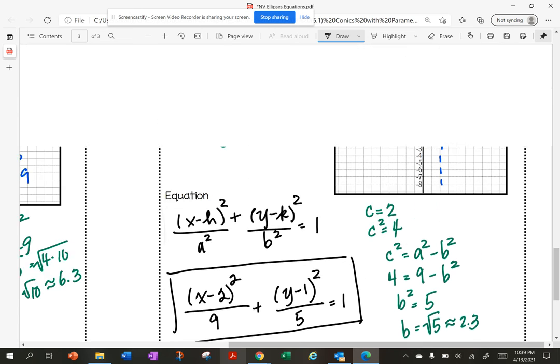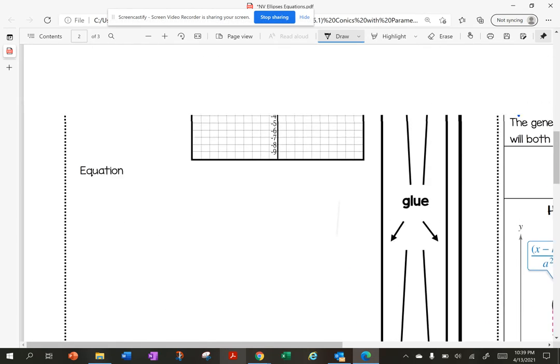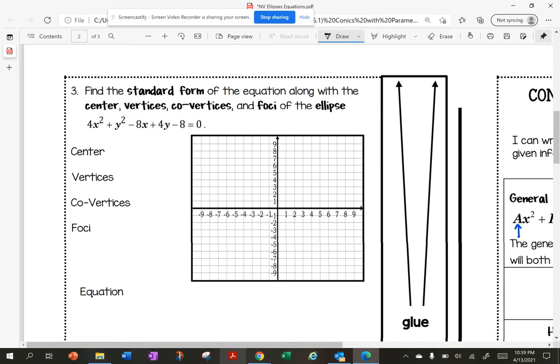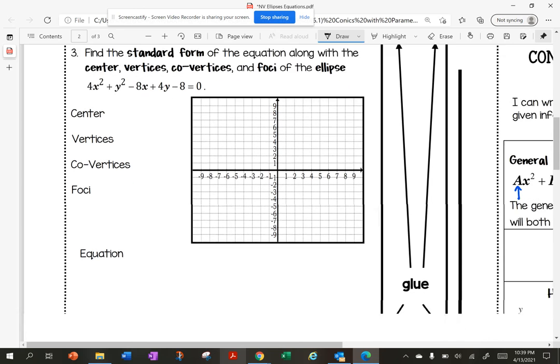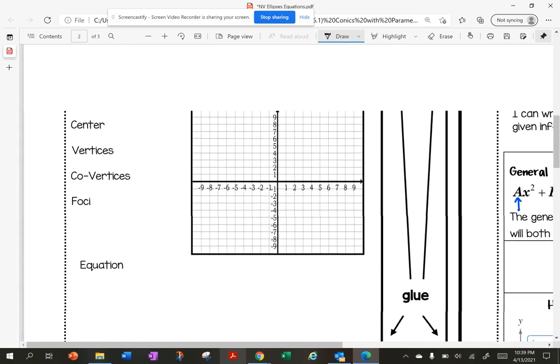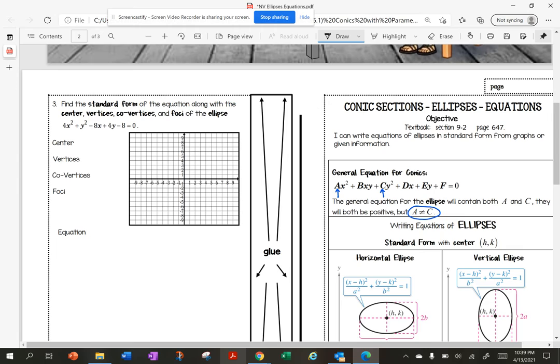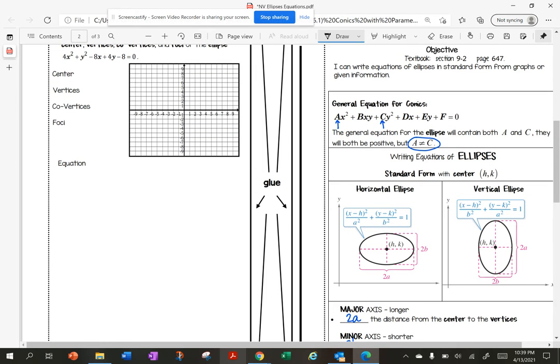Okay, one more. This time we're going to add completing the square. Find the standard form of the equation along with the center, vertices, co-vertices, and foci of the ellipse. So I need to complete the square first. So I'm going to separate the x terms from the y terms.